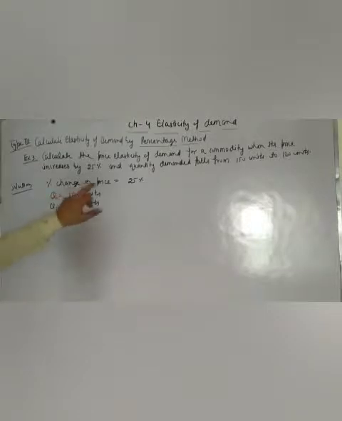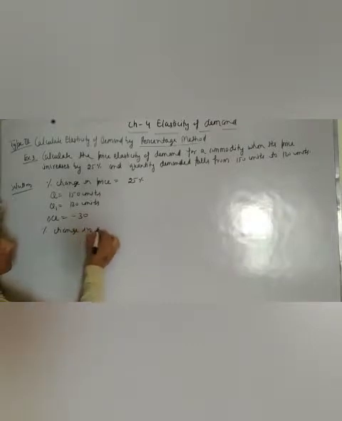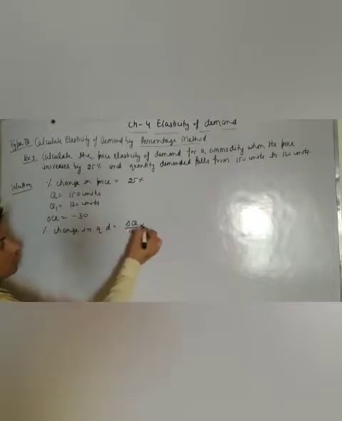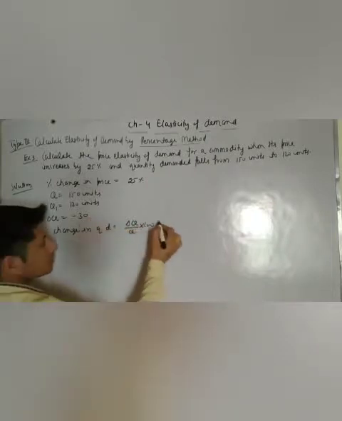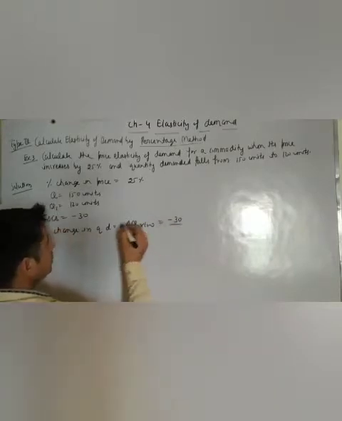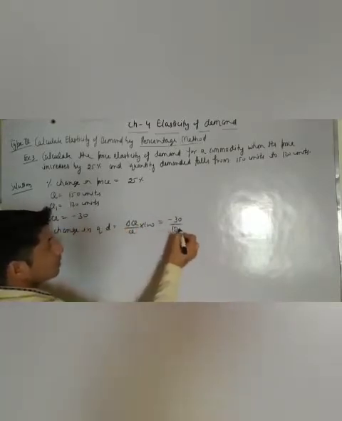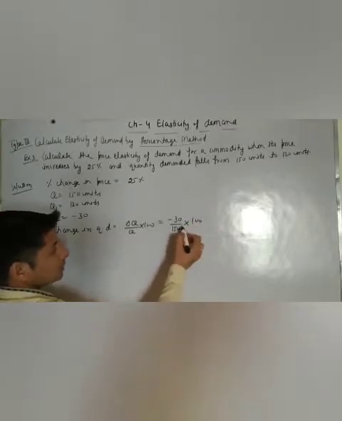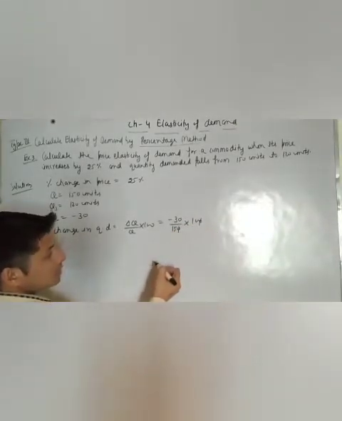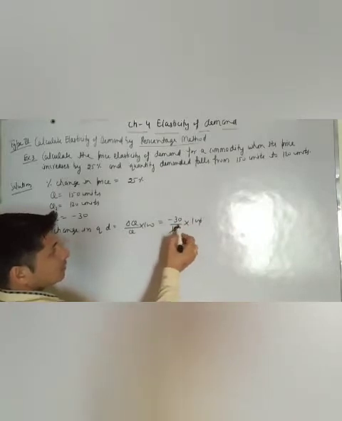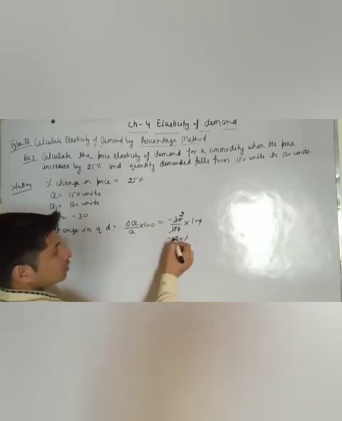Now percentage change in price is given, but we have to find percentage change in quantity demanded. Delta Q divided by Q into 100. Delta Q means minus 30. Q means 150 into 100. 0 to 0 cancelled, and see 30 divided by 15 is 2, so minus 20%.